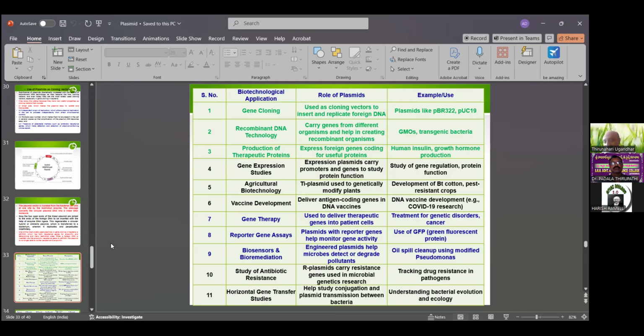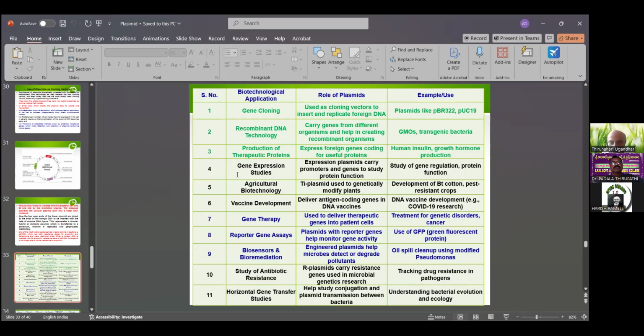That is the difference between gene cloning and recombinant DNA. Carry genes from different organisms and help create recombinant organisms, also GMOs and transgenic bacteria. The third important biotechnological application is production of therapeutic proteins: expression of foreign genes coding for useful proteins. Example: human insulin and growth hormone production.